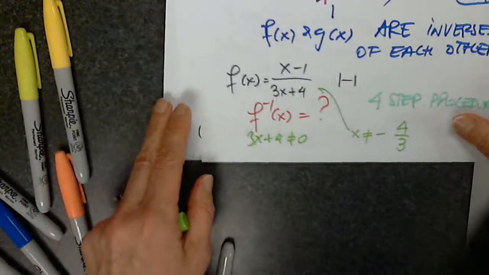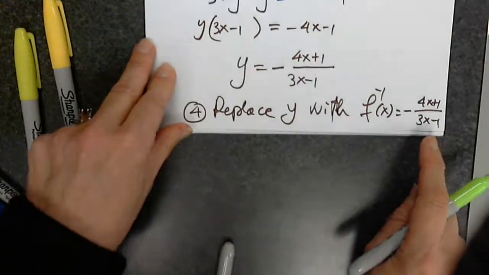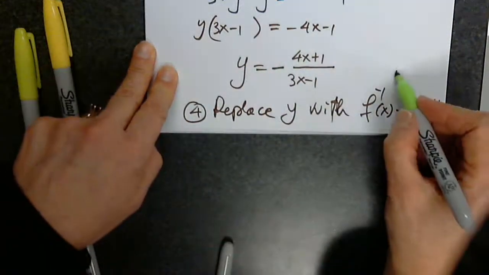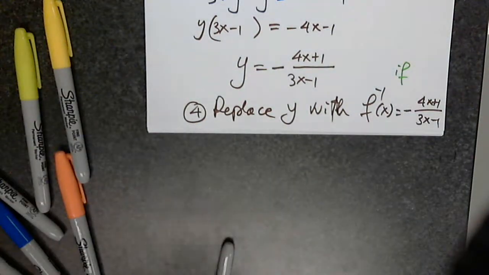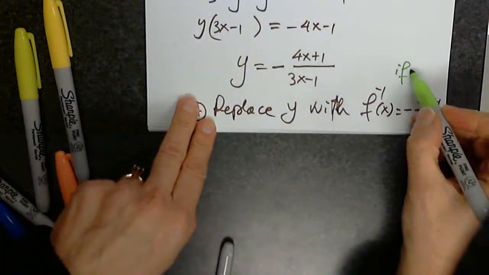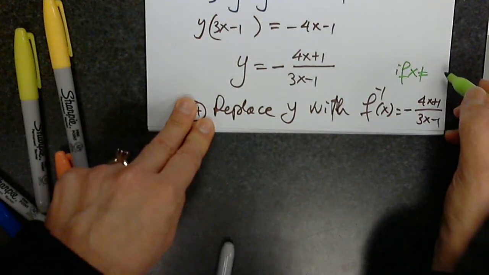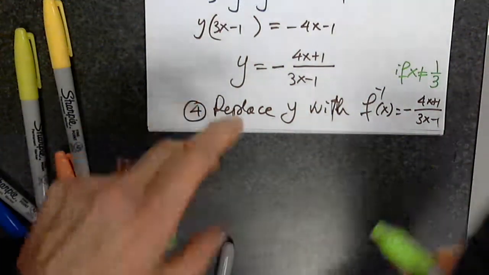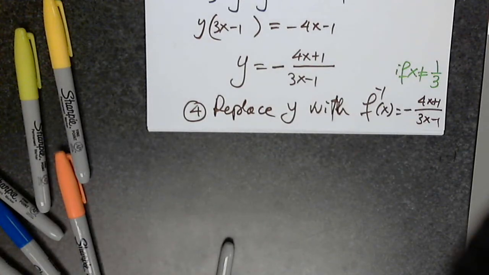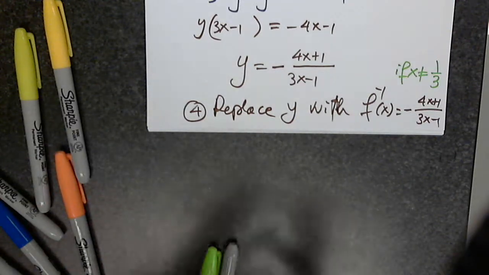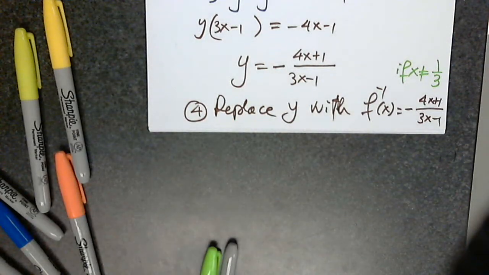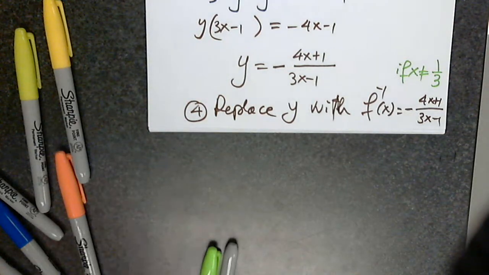To be exact, and also here, when I finish this, I should write, like before, what? X not equal? That's it. Correct. These two go together. When I give a function, I should say x cannot equal a certain value. And when I determine the inverse, I should write f inverse exists only if x is not 1/3.